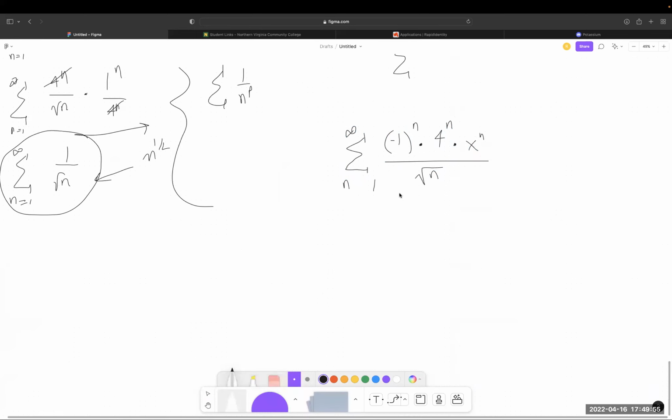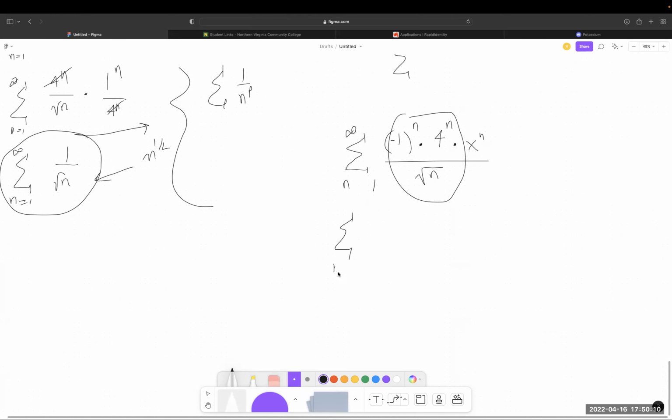And if we plug in 1, let's see what happens, right? So if I plug in 1 here, it will just be x to the first, it will just be 1 to the n, which is just 1. So I'm just left with all of this stuff pretty much.